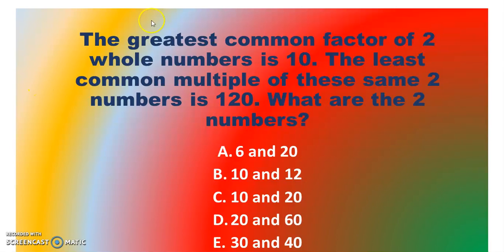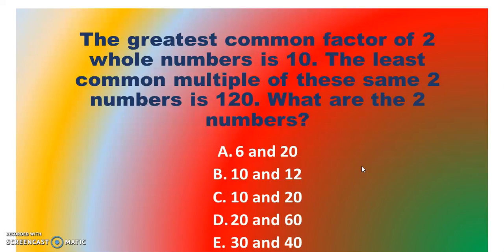The question is, the greatest common factor of two whole numbers is 10. The least common multiple of the same two numbers is 120. What are the two numbers? Five answer choices are given here. I will suggest you pause the video and try to solve the problem by yourself.